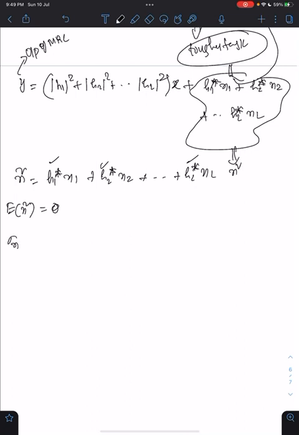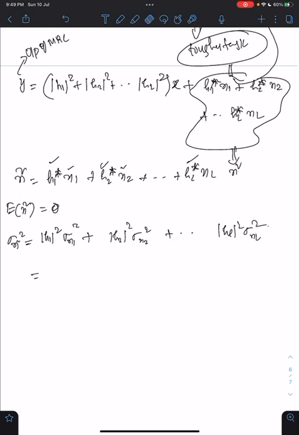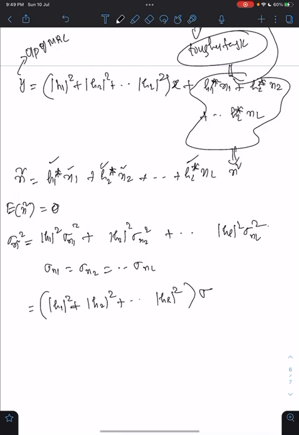And the variance sigma n tilde square: as n1, n2, nl are independent, you can add the variances. That is mod of h1 square sigma n1 square, plus mod of h2 square sigma n2 square, and so on, plus mod of hl square sigma nl square. And we know that as they are IID, sigma n1 equals sigma n2 equals sigma nl. So it is mod of h1 square plus mod of h2 square and so on, mod of hl square, into sigma square.